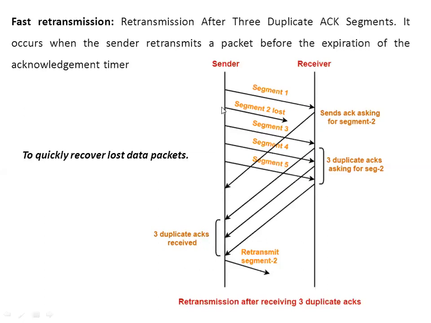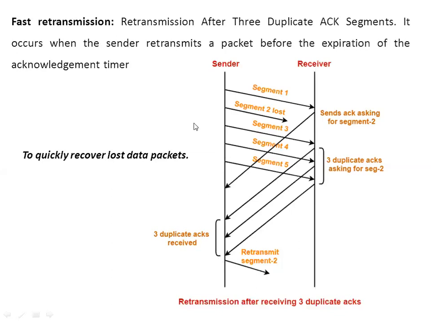Now, let us say the timer for segment 2 is expiring sometime later in the future. But before that, the sender is able to identify that the receiver has not received segment 2, but has received the segments following segment 2. So from here, instead of waiting until the expiration of the timer for segment 2, the sender can retransmit segment 2 right here, and it can reinitiate the timer for segment 2. This is called fast retransmission.